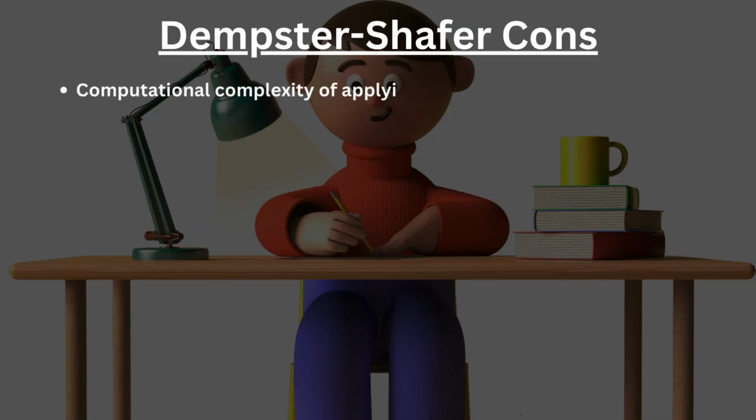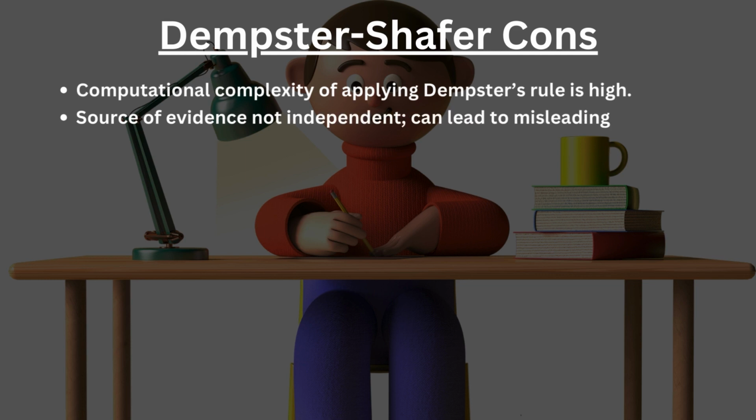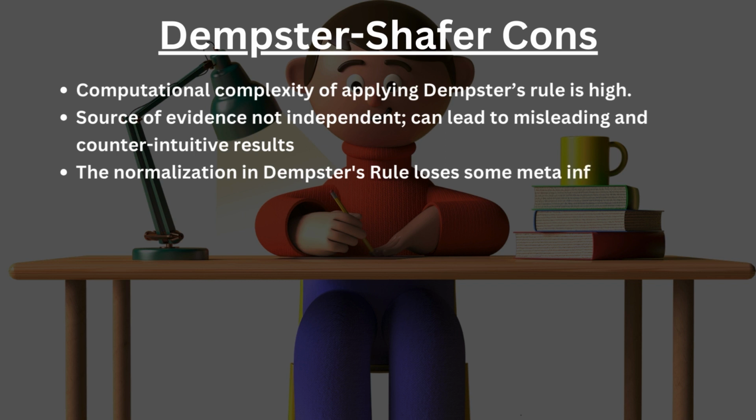As all has advantages, it has disadvantages too. Some limitations of Dempster-Shafer theory. The computational complexity of applying Dempster's rule can be high, especially when dealing with a large number of propositions or evidence sources. This can impact the efficiency of reasoning and decision making process.